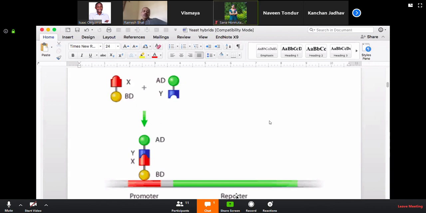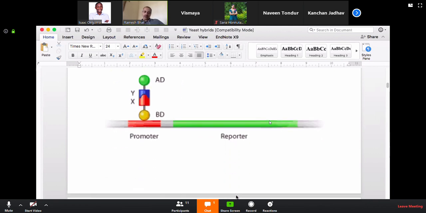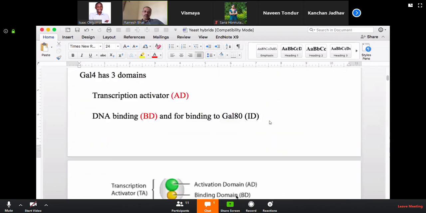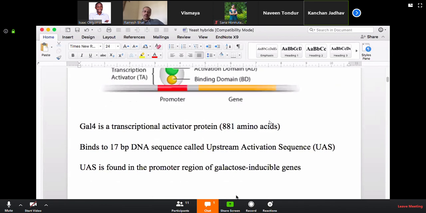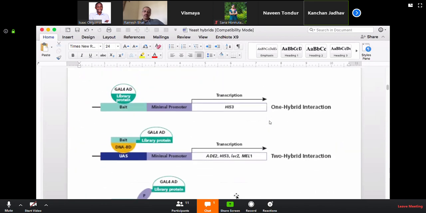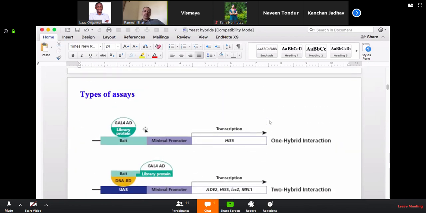Okay. So now, this is the principle of yeast hybrid assay. Now we'll take up the yeast 1 hybrid assay. Okay, so this is the first one.